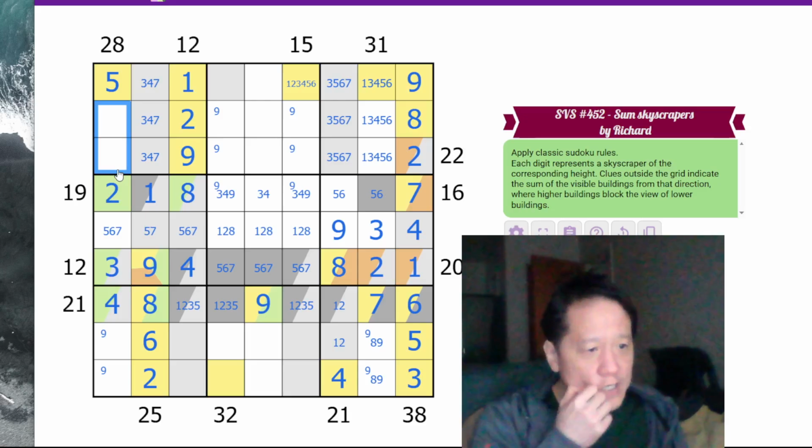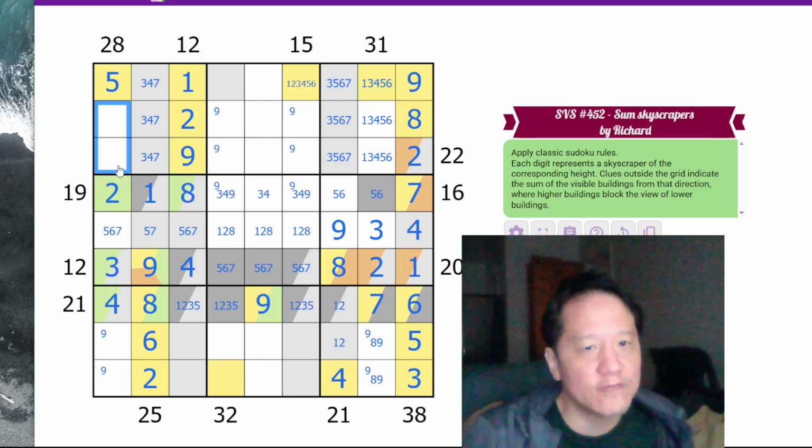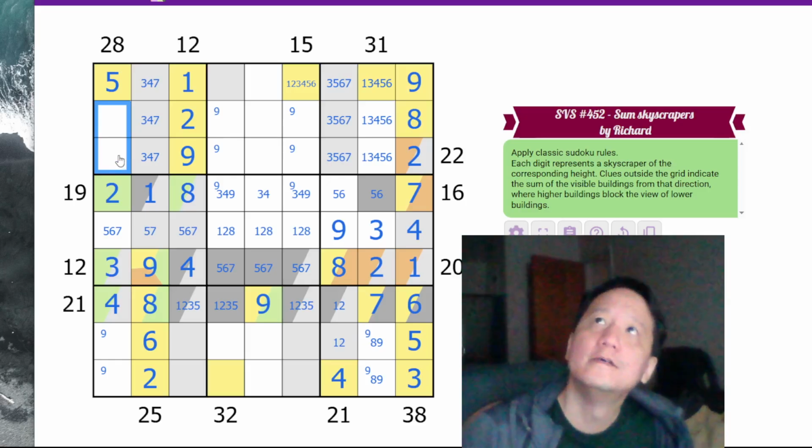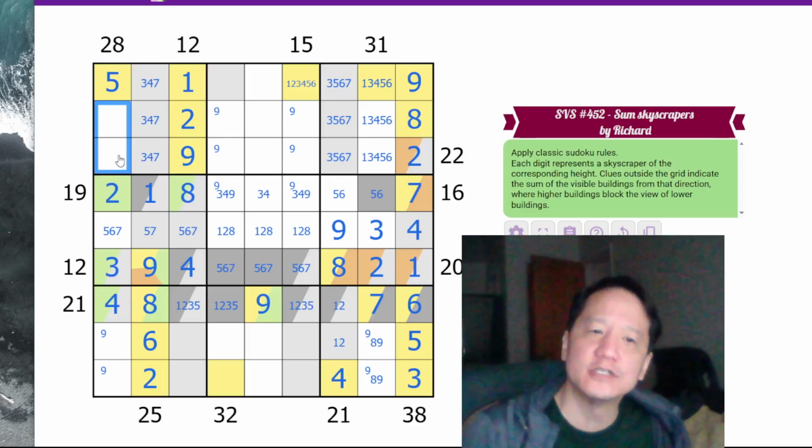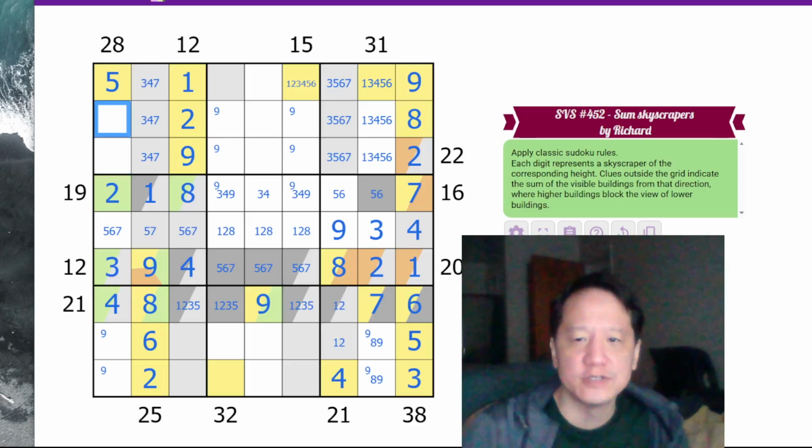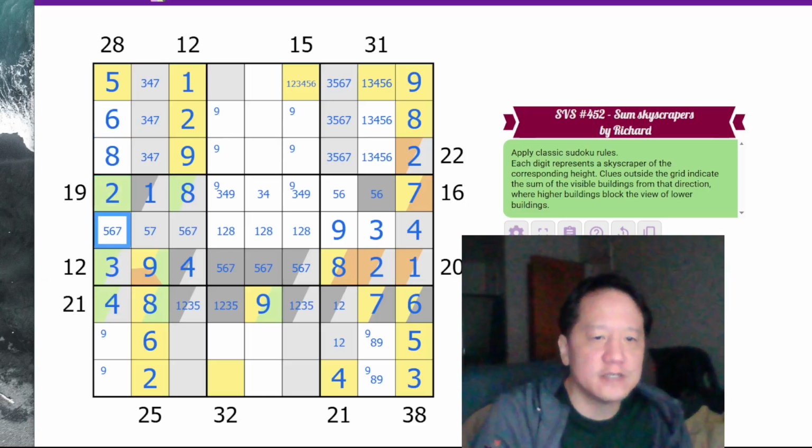Right? Because it can't see anything lower than 5. So that leaves the remaining digits adding up to 23. 28 minus 5, which is 23. So it must be 6, 8, and 9. So this is 6, and then 8, and then obviously does not see any of these. 5 and 6 eliminates 5 and 6 here. So this is 7, this is 5, this is 6.